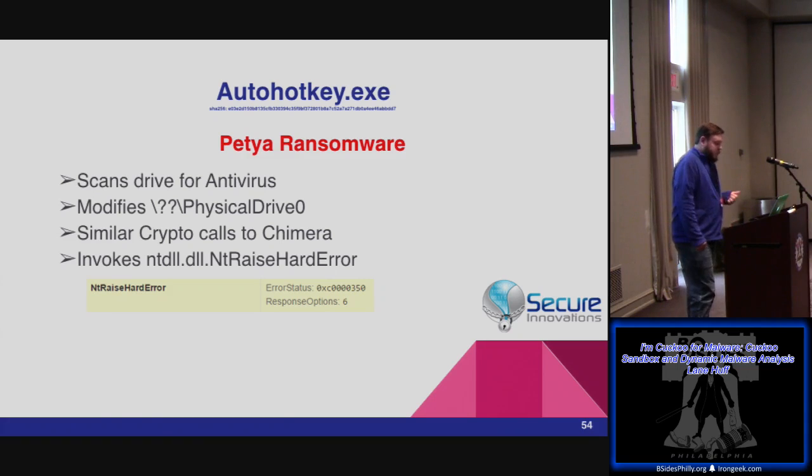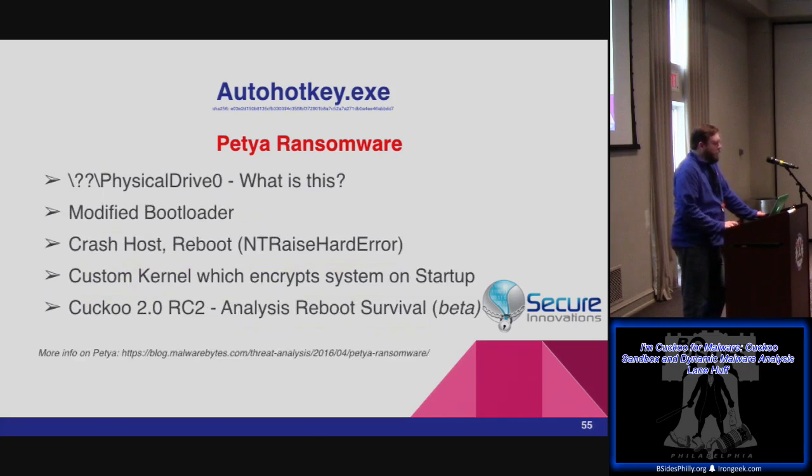We'll get into that in a little bit, but you see similar crypto calls to Chimera inside the executable that it will potentially call, and then it invokes something called NTDLL, NT raise hard error. What this is, is an undocumented Windows API that restarts the system. So why would you want to restart the system? Right, so it modifies your master boot record. It encrypts that, reboots the system, and then you have a custom kernel that when your system starts up, it starts to encrypt everything for you. It's really nice. Again, encryption is good, right?